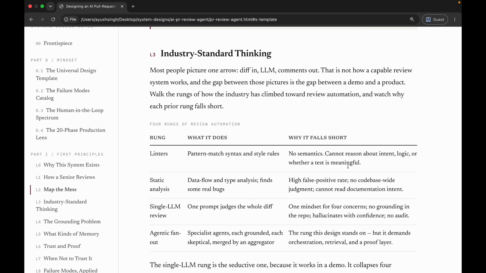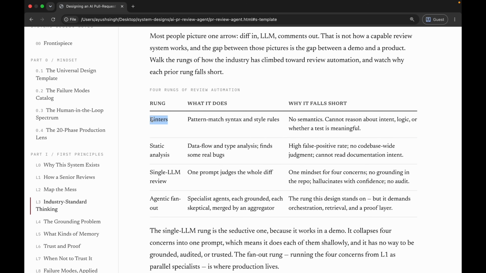First of all, we'll look at several types of review automation. The first one is linters, which cannot reason. Linters basically look at pattern matching, syntax, or style rules to make sure we have proper linting of a particular review. That means they cannot reason about intent, the logic, and all that. They can just look at whether the patterns and styles are consistent, without reasoning about intent, logic, or whether it tests. There's no semantics.